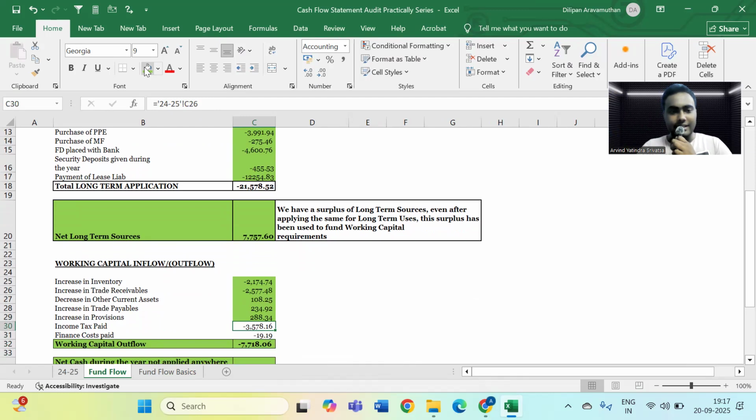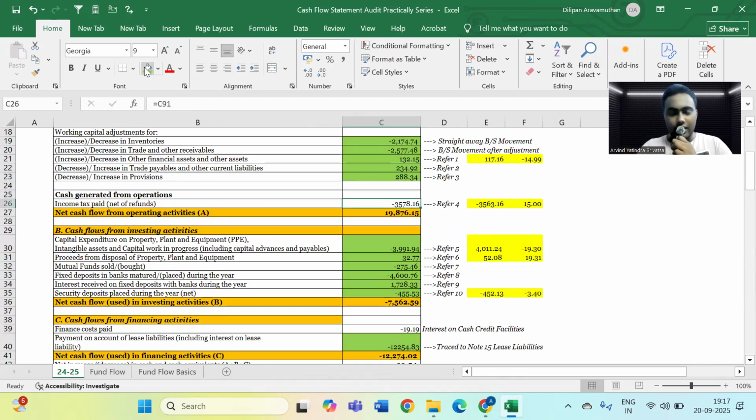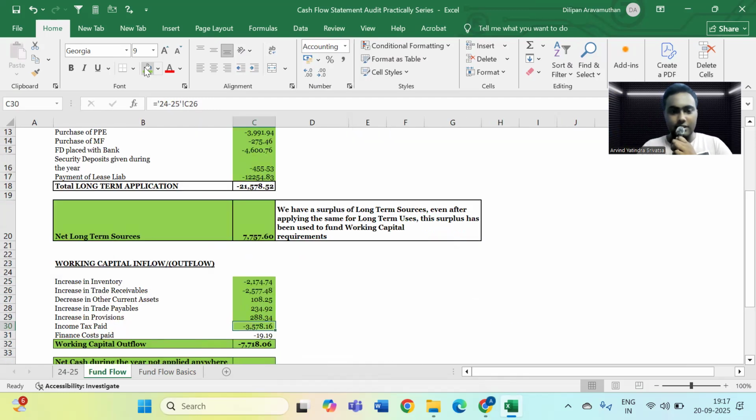Income tax paid 3578.16. So which I've taken here as an outflow, because it is concerned more with my operations and more with my day-to-day activities, because my day-to-day activities are what are ultimately generating my profit. And so I am considering my income tax paid as a short-term application of my funds. Because I have to pay tax every year, right? So that is why I'm considering it as a short-term application of my funds. I hope that is clear.